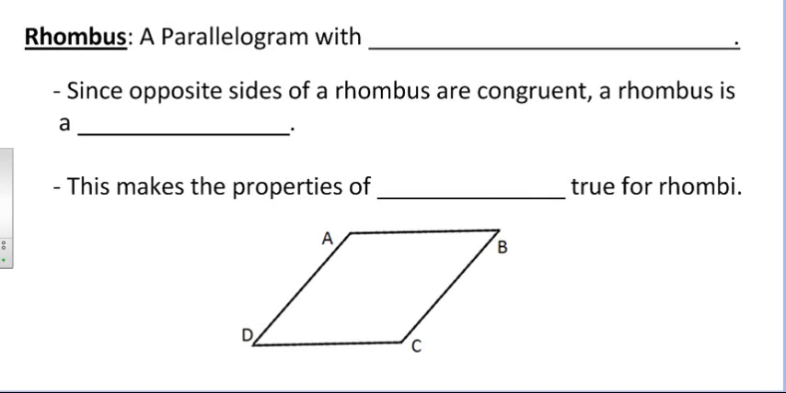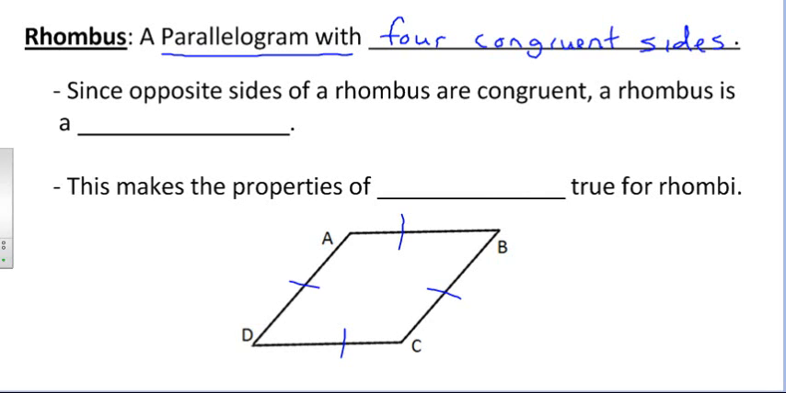A rhombus is a parallelogram with four congruent sides, so all four of these segments, AB, BC, CD, and AD, are all congruent to each other. Since opposite sides are congruent to each other here, a rhombus is a parallelogram.